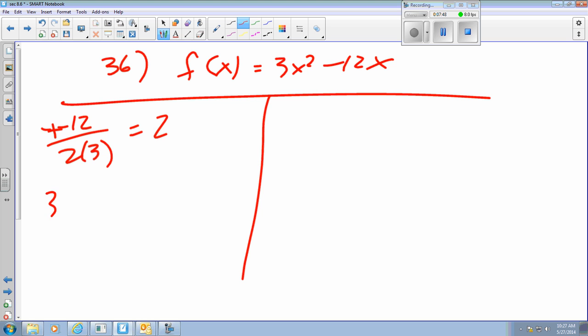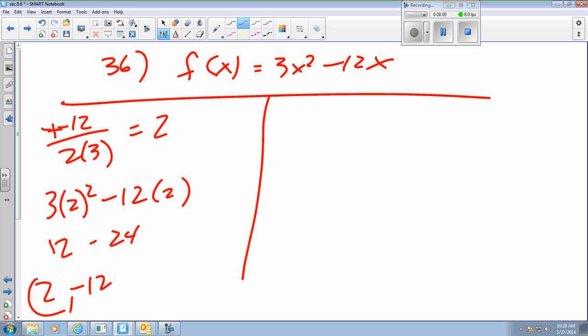Plug 2 in, I get 3 times 2 squared minus 12 times 2. 4 times 3 is 12. Negative 12 times 2 is negative 24, so negative 12 is the y value. 2, negative 12 is my vertex. And it opens up.